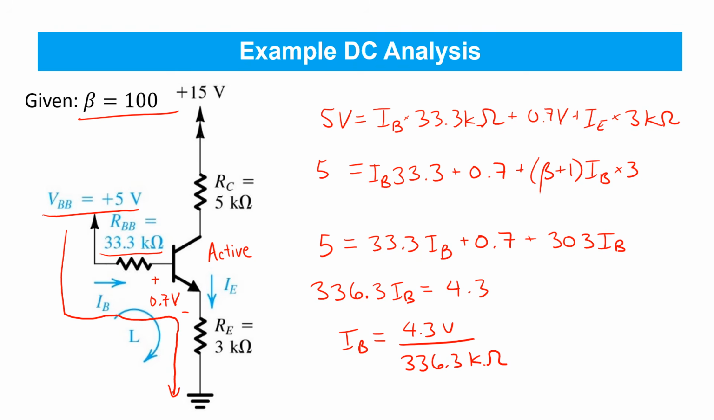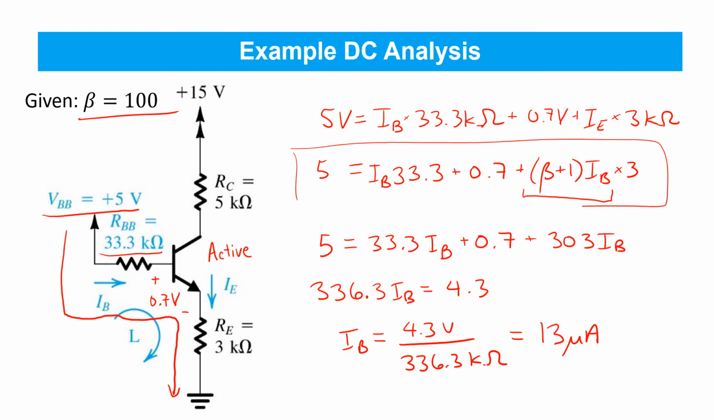Okay, almost there. Punch that in a calculator and you get about 13 microamps of base current here. So, the key fact here again was that we assumed the transistor was in active mode, and that allowed us to write the emitter current in terms of the base current and get an expression over here that's just in terms of IB.